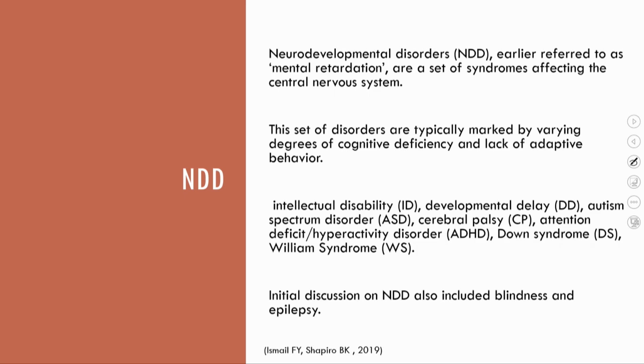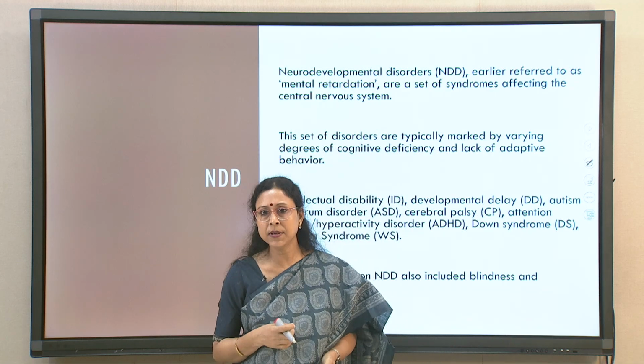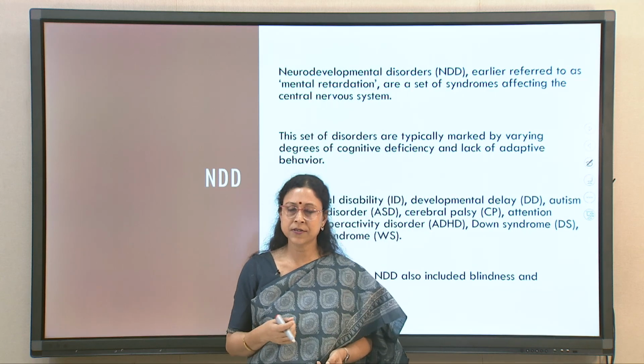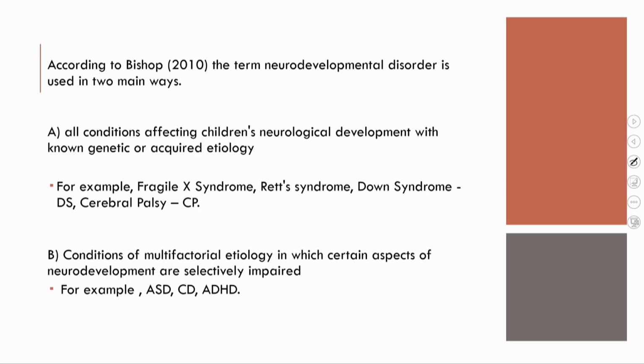So, which all kinds of disorders come in this? There are a number of disorders that are clubbed together under NDD. For example, intellectual disability, developmental delay, autism spectrum disorder, cerebral palsy, attention deficit hyperactivity disorder, then Down syndrome, Williams syndrome and so on. So, these are all clubbed together as neurodevelopmental disorders. In the initial stages, initial discussions of NDD, even blindness and epilepsy were part of it, but later they were removed.